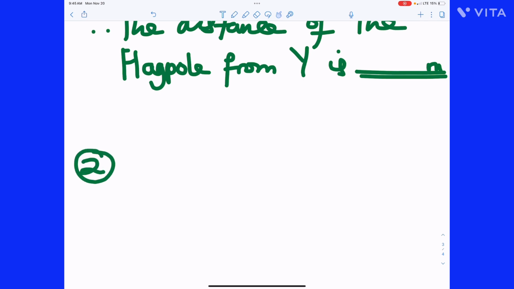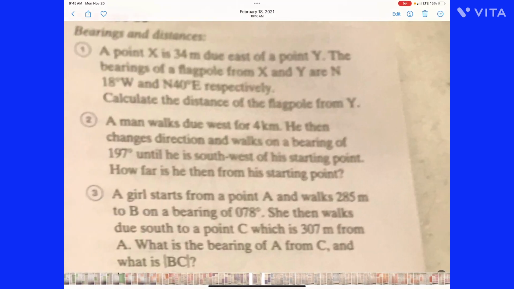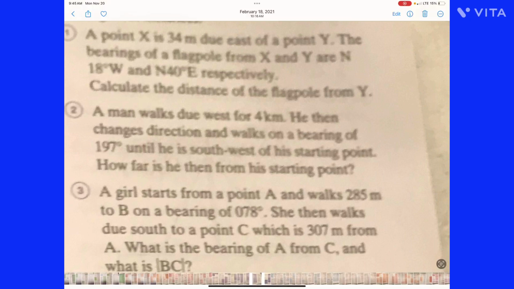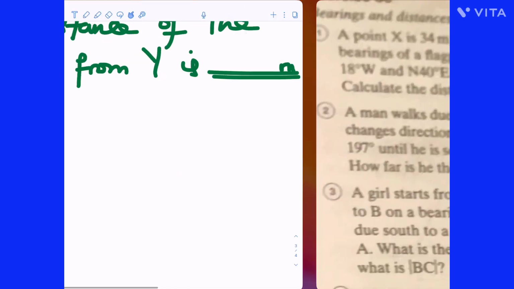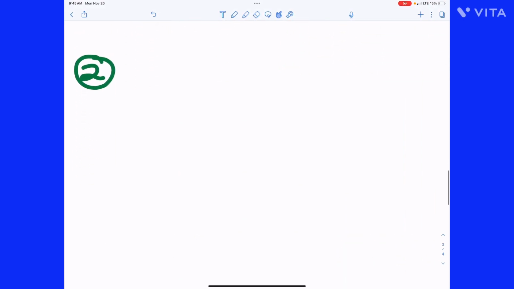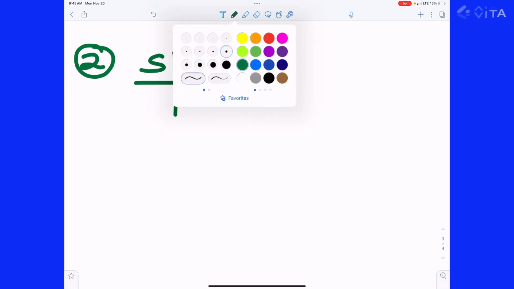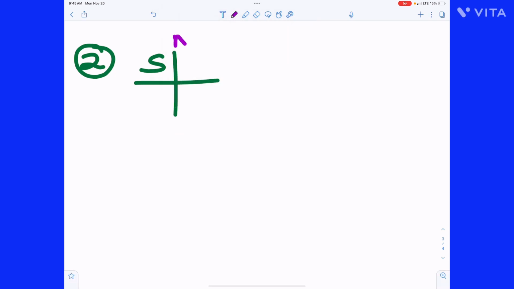Let's go to question 2. Question 2 says, a man walks due west for 4 kilometers. He then walks on a bearing of 197. How far is he from the starting point? Okay, a man starting from a point like this. Let's say this is the starting point S. Now, from that starting point, this is the north, this is the east, this is the west, this is the south.